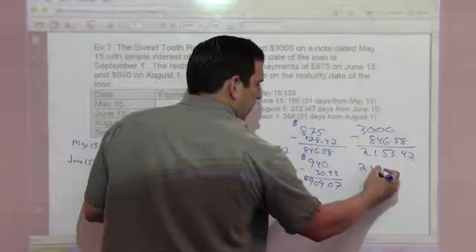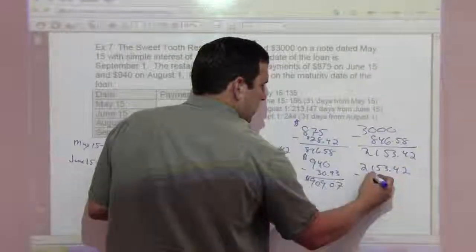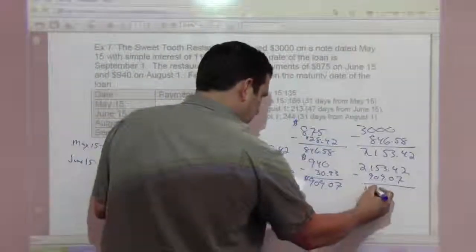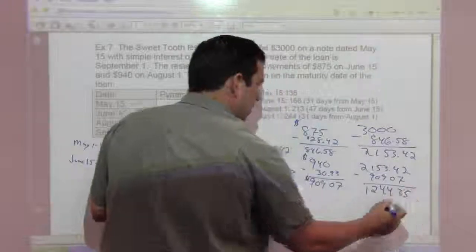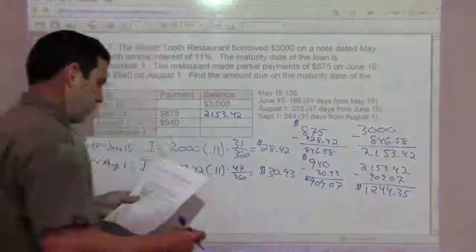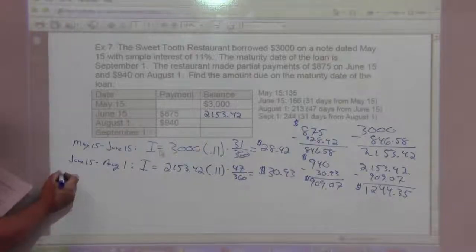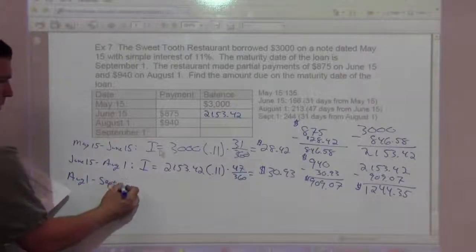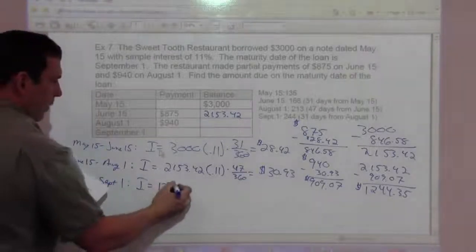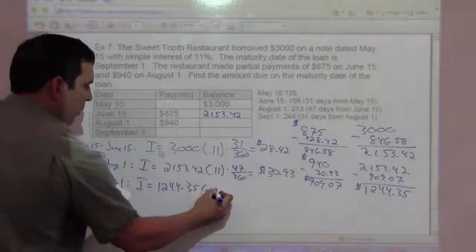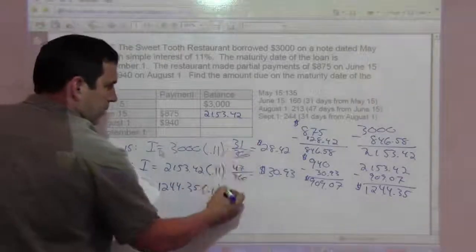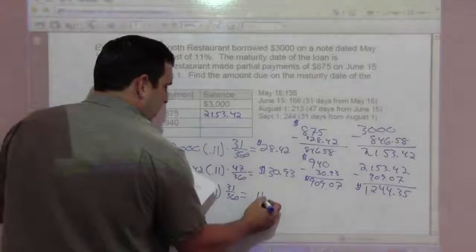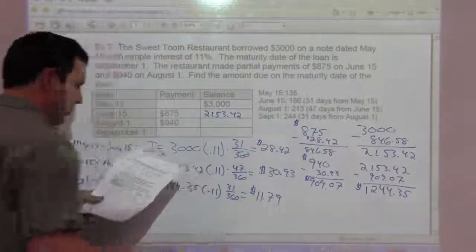So from the balance of $2153.42, we subtract $909.07. We have $1,244.35. And then finally we have from August 1st to September 1st, the interest is going to be $1244.35 times 0.11. And the number of days there, 31 days out of 360. Interest is now $11.79. Nice to see the interest going down.